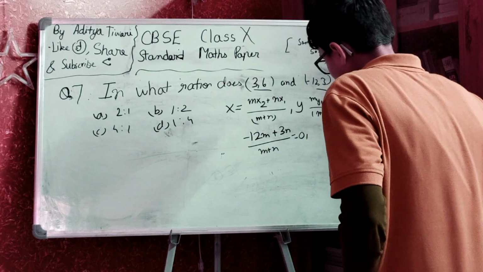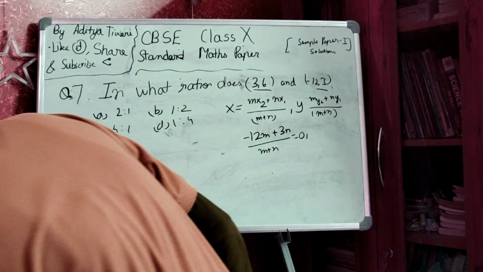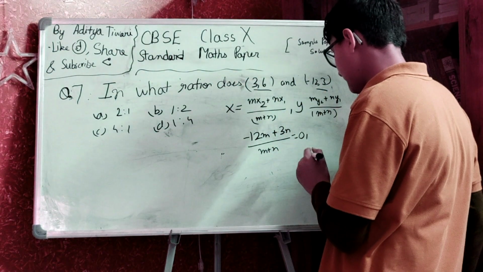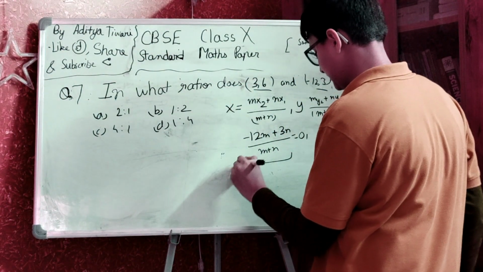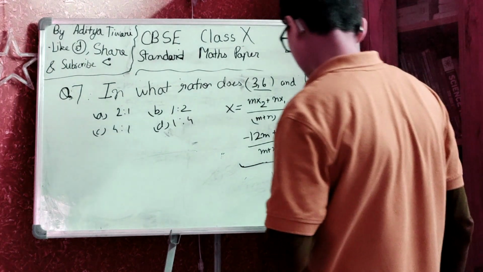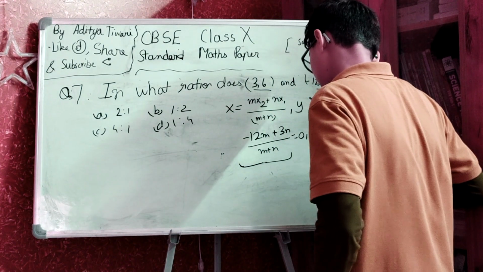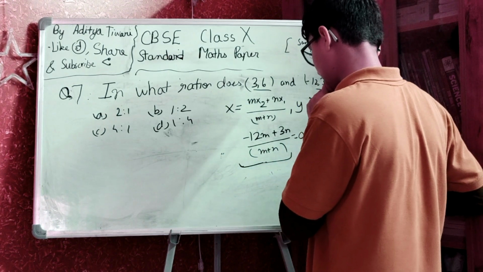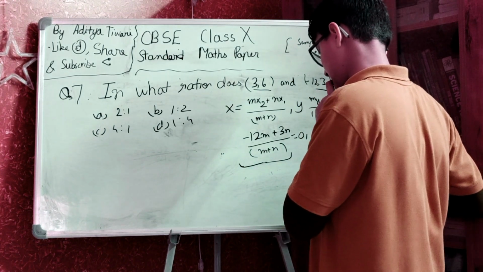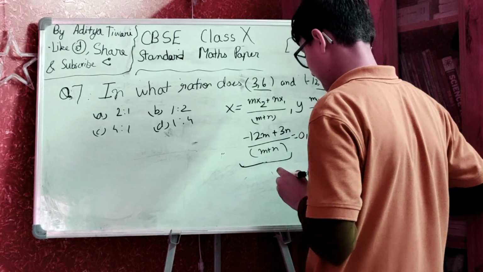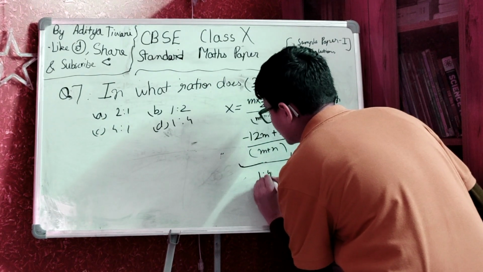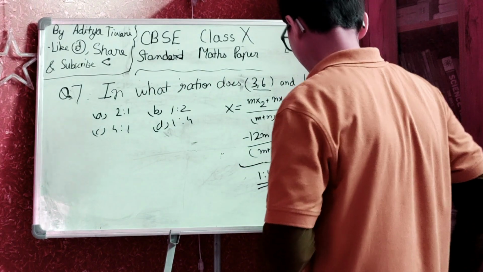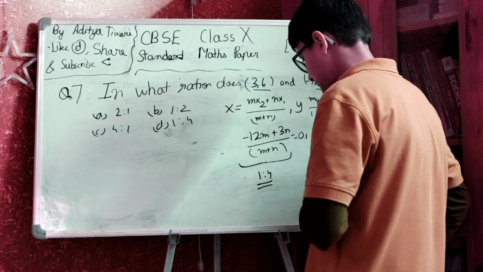So negative 12m plus 3m. Okay, so this is the question. So m plus n. Okay. So this can be transferred. Okay, in the ratio of 1 to 4. So the answer is the ratio of 1 to 4. Because if you put the value of, second.